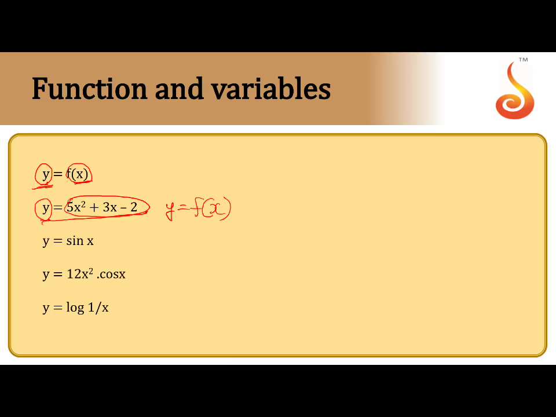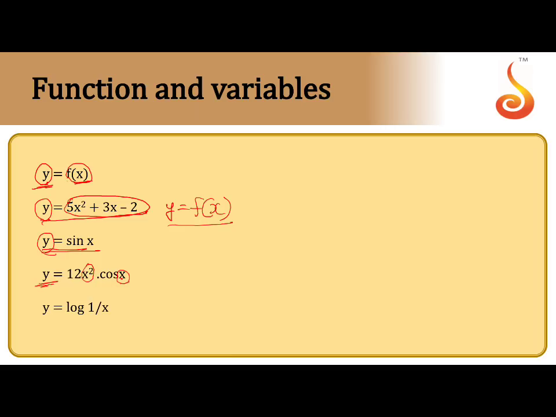If you put x equal to 1, you get the value of y. You put x equal to 2, you get the value of y as per this equation. Similarly, here y varies with x according to this relation. We say y is a function of x. Y equal to 12x square cos x. If you substitute the value of x, you will be getting the value of y. Y depends on x, so we call y is a function of x.